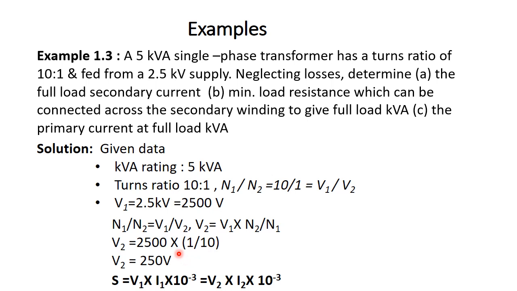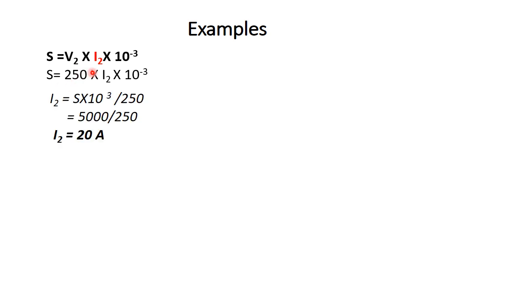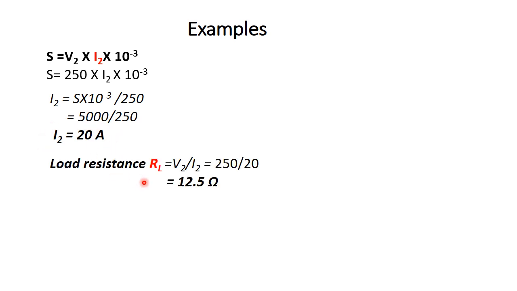As we have studied, kVA rating of a transformer S equals V1 I1 multiplied by 10 raised to minus 3, equal to V2 I2 multiplied by 10 raised to minus 3. So S equals V2 I2 multiplied by 10 raised to minus 3. S is given, V2 is known, I2 we can easily find, and that is 20 ampere. Load resistance RL equals V2 by I2, that is 250 by 20 equals 12.5 ohm.